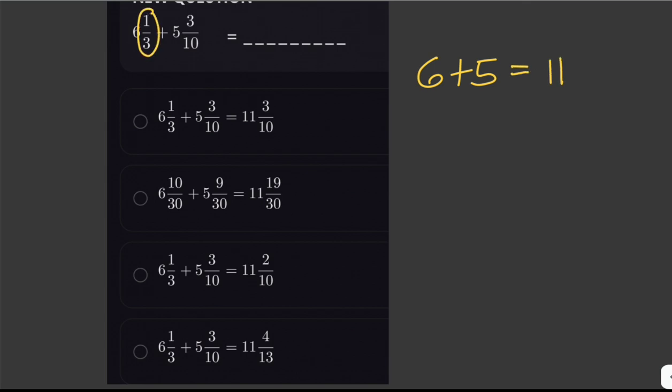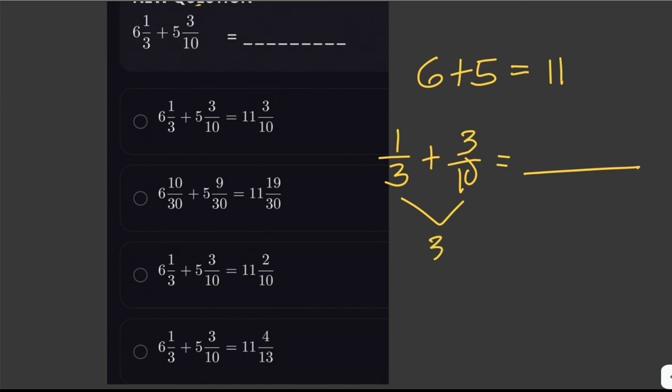And then we add the proper fractions separately. So that will be 1/3 plus 3/10. Now we get to add these two fractions. We get the LCD. The LCD is the lowest common denominator, or the lowest number that can divide both 3 and 10. So the lowest number that can divide both 3 and 10 is 30, or you just simply multiply 3 and 10. 3 times 10 is 30. So that will be our LCD.